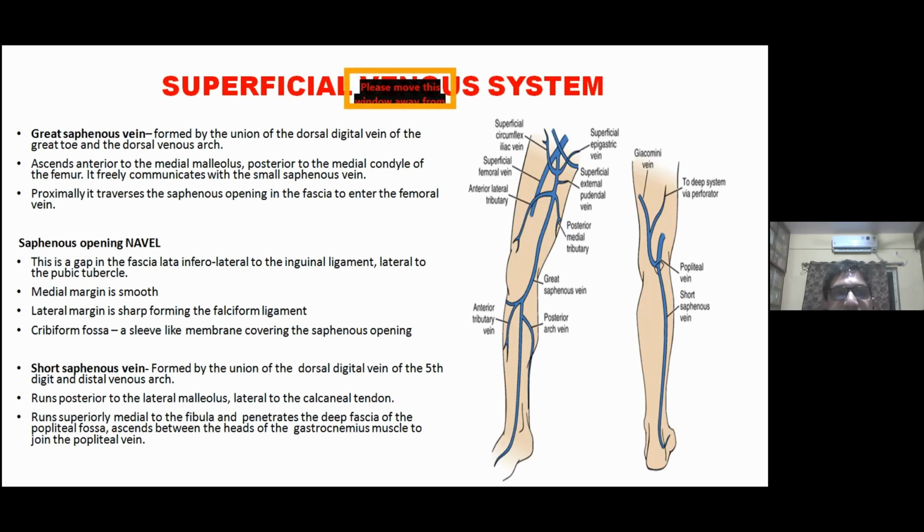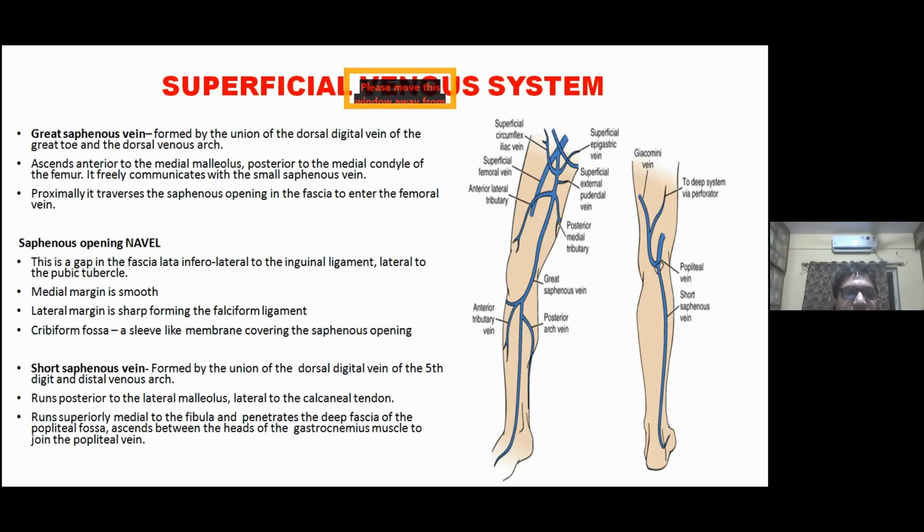It ascends anterior to the medial malleolus, posterior to the medial condyle of the femur. It freely communicates with the small saphenous vein. Proximally, it traverses the saphenous opening in the fascia to enter the femoral vein. Now, what is the saphenous opening? This is a gap in the fascia lata, inferolateral to the inguinal ligament, lateral to the pubic tubercle, that is 3.75 centimeter below and lateral. Its medial margin is smooth, lateral margin is sharp, forming the falciform ligament. Next is the cribriform fascia. It is a sleeve-like membrane covering the saphenous opening.